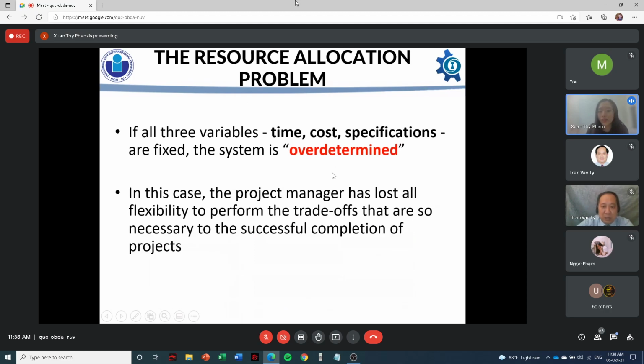And occasionally, time and cost of one project will be limited. However, in this case, specifications will be flexible. But if all three variables are fixed, then we call this system overdetermined. And if the system is overdetermined, the manager has lost all of the flexibility to perform the trade-off between time, cost, and specifications, which is really important to the success of the project.